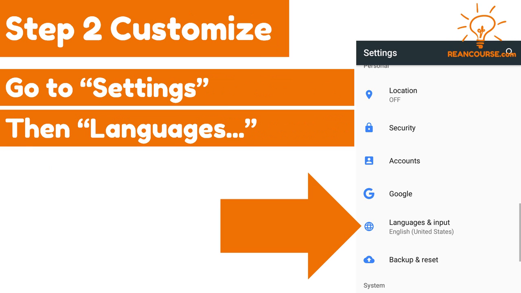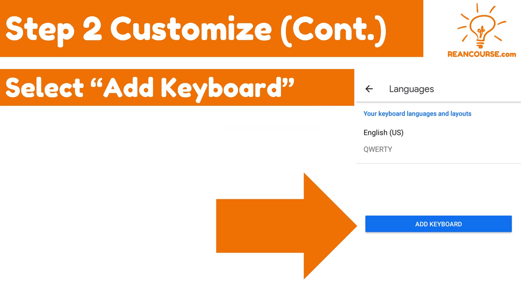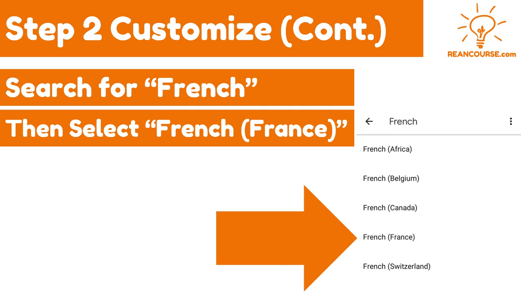Step 2. Go to Settings. Then go to Languages. Then select Languages. Select Add Keyboard. Search for French. Then select French for France.